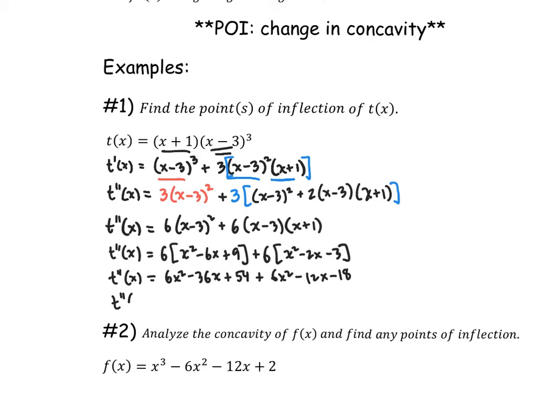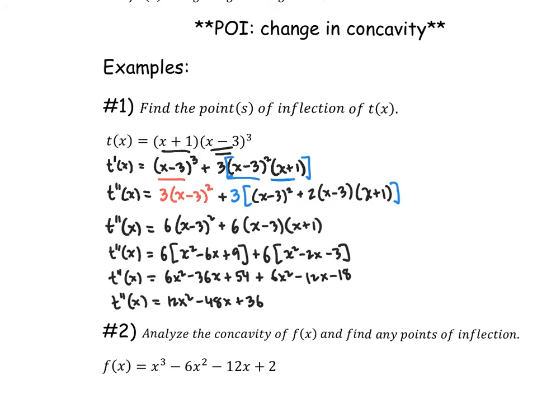Okay, so t double prime, I'll be able to factor this hopefully in a minute. That'll be 12x squared minus 48x. And 54 minus 18. Oh gosh, what is that? That's 54 minus 20, which is 34, plus 2, which is 36. It'll be plus 36.